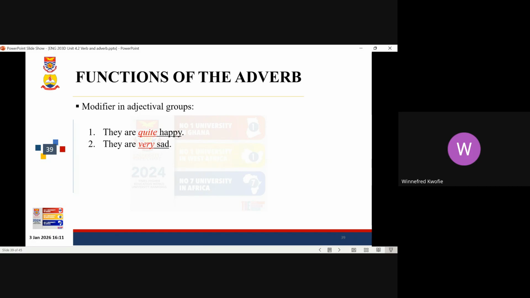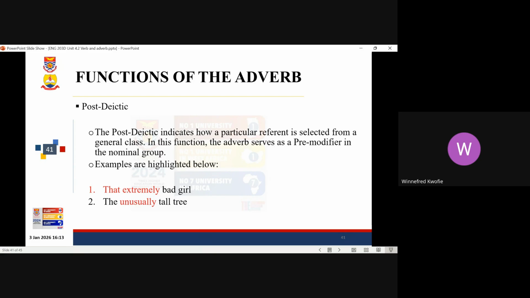Adverbs can also modify adjectives. So they are quite happy. They are happy. How are they happy? They are quite happy. They are very sad. So the adverbs quite and very are modifying the adjectives happy and sad. So adverbs can also perform the modification function.